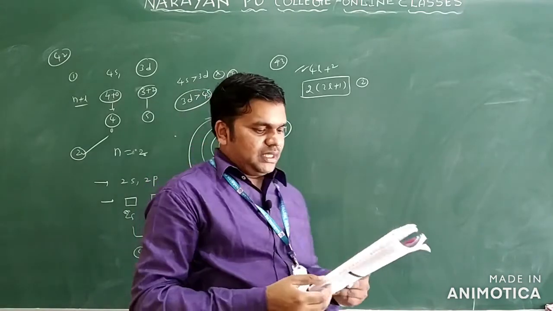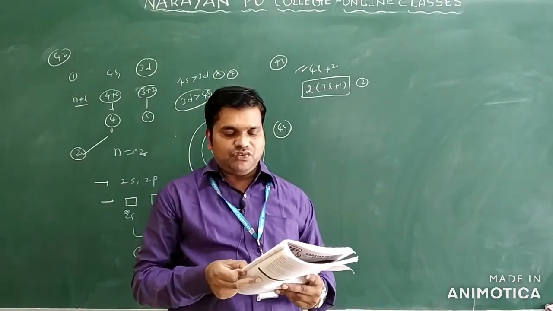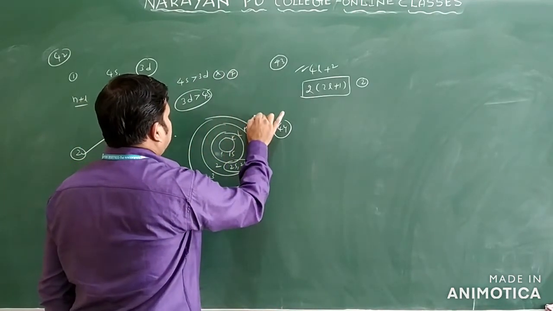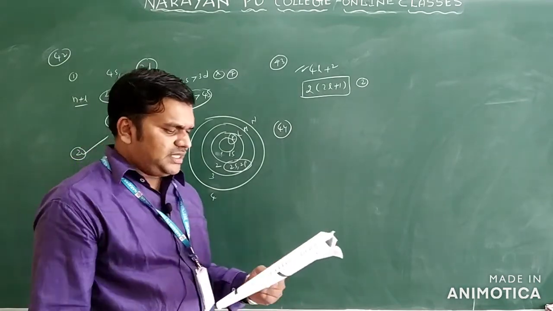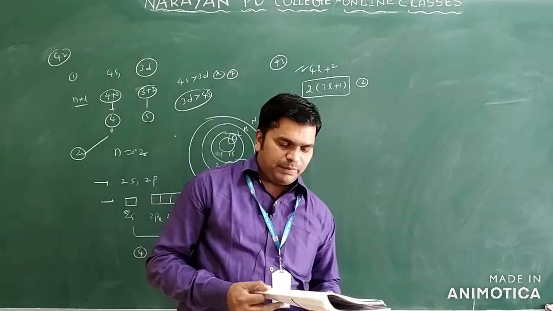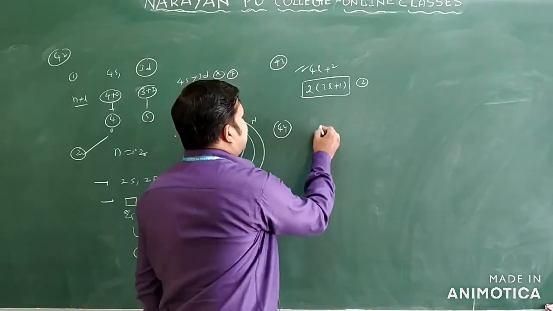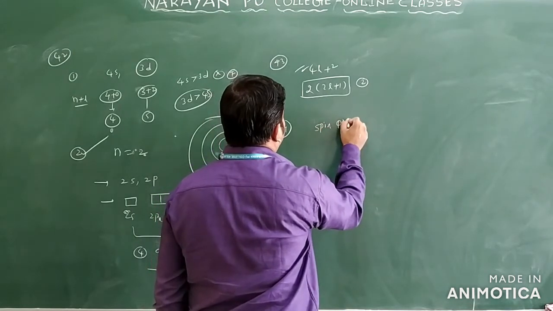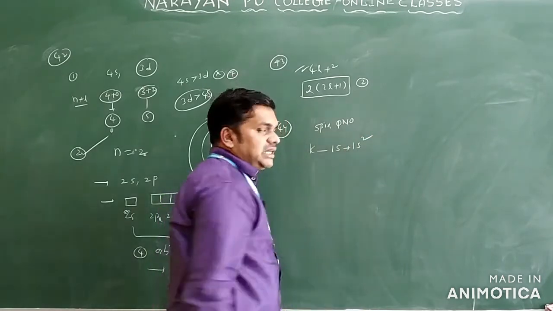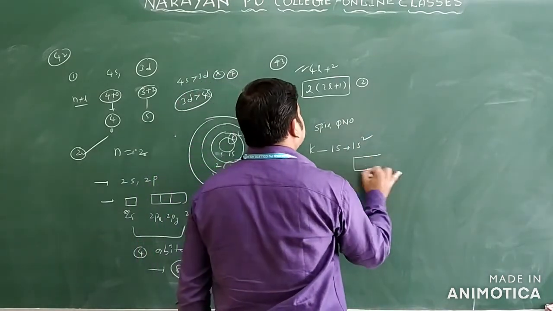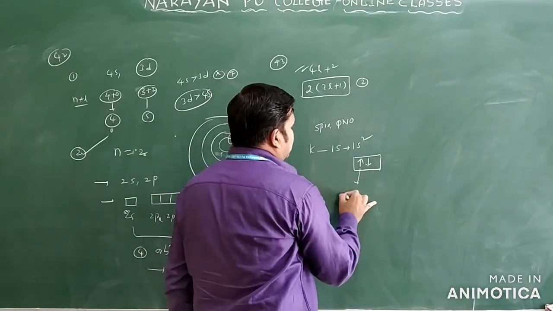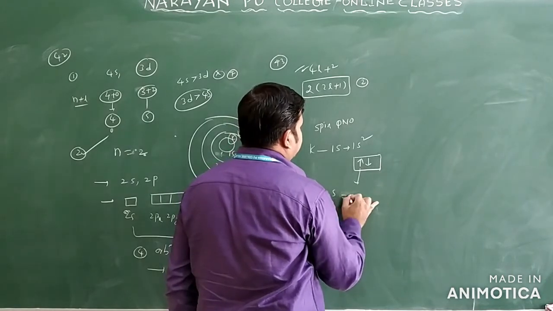Question 44: the electrons present in the K shell of an atom will differ in which quantum number? The shells are K, L, M, N. Is it the principal quantum number, azimuthal quantum number, magnetic quantum number, or spin quantum number? The answer is the spin quantum number. Why? The K shell means 1s only, and 1s has 2 electrons. One is in the clockwise direction and the other in the anti-clockwise direction. So for one electron you will write s equal to plus half.